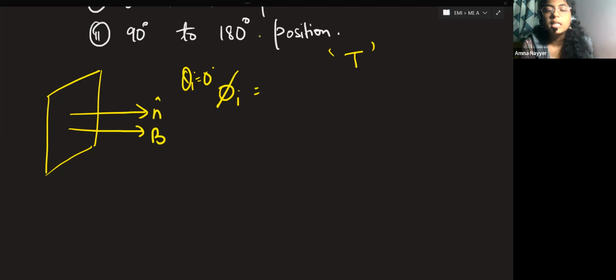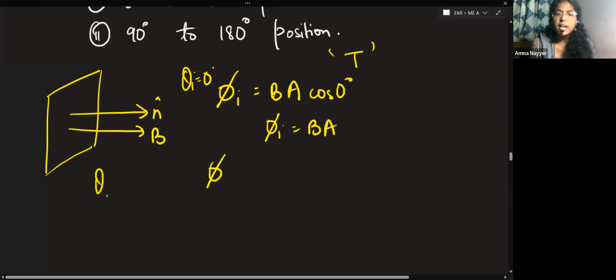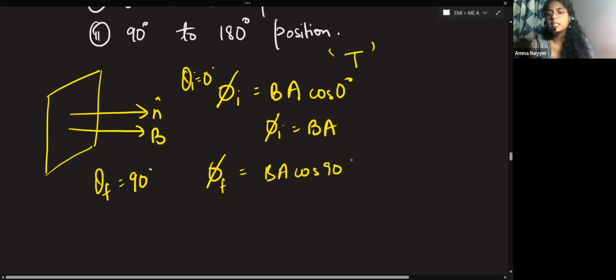Fine. So according to this formula, BA cos theta, B is the magnetic field, A is the area. Cos theta means cos 0 degree, and cos 0 degree is 1. So initial phi will be BA. The final angle is given to us as 90 degree. So phi final will be BA cos 90 degree, which will be 0. Fine, till here it's clear.